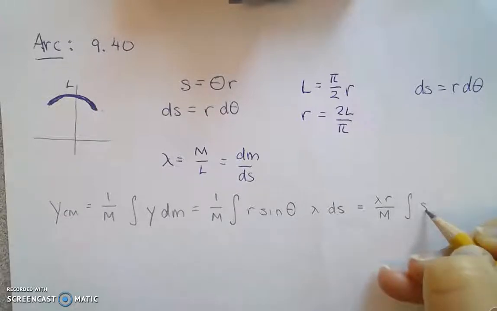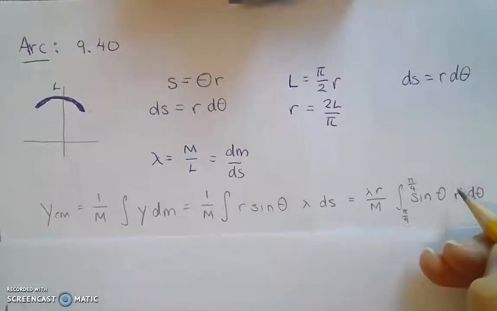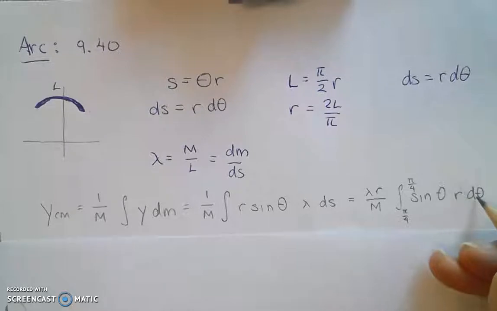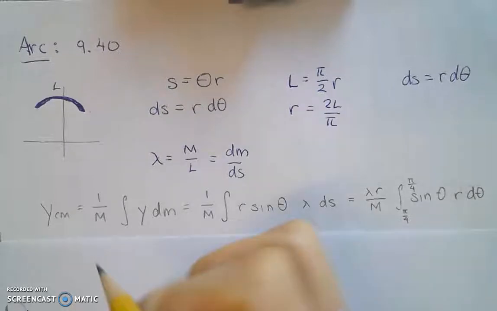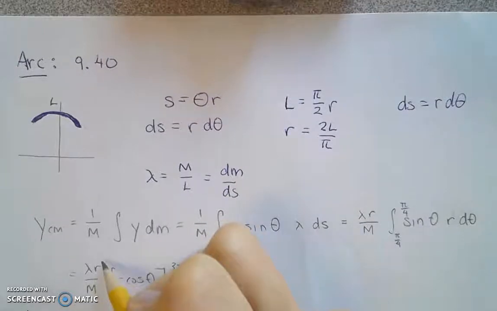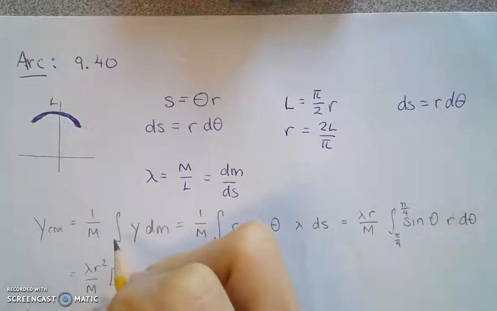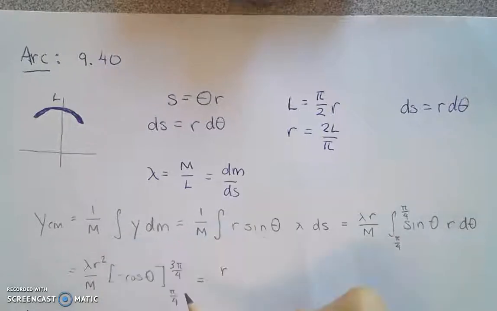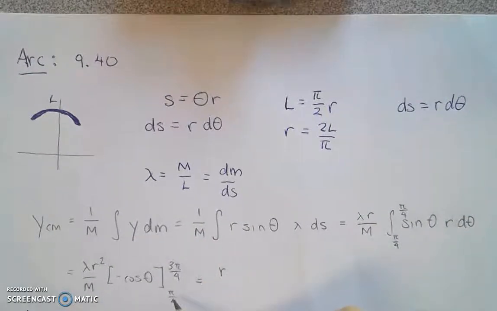Integral of sine theta r d theta. Don't forget that other r. That other r is going to move out to the front here. And we'll get lambda r squared over m. Let's see whose derivative is sine. Oh, that's right, it's negative cosine. Evaluate that from 3 pi over 4 to pi over 4.